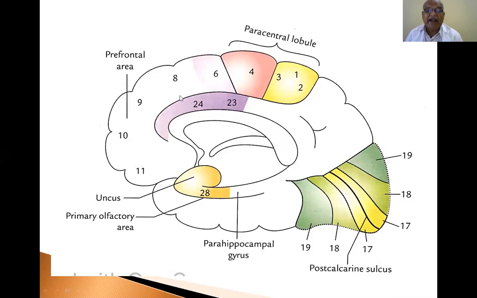The remaining entire cerebral cortex is modern, that is 90%, and is called neocortex. So I have shown you where the oldest cortex, archicortex, is present, where the paleocortex, the intermediate cortex, is present, and where the modern, highly developed 90% cerebral cortex, the neocortex, is.